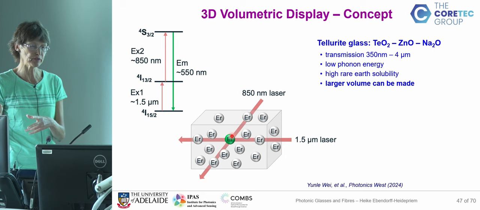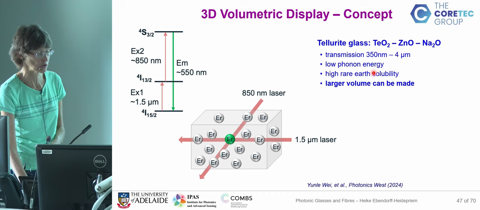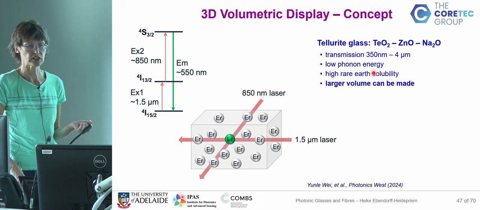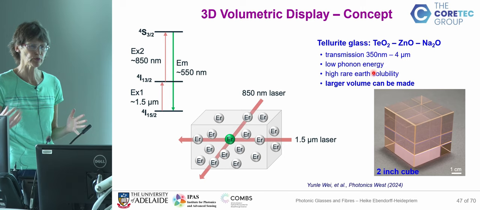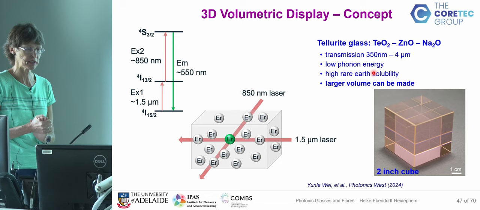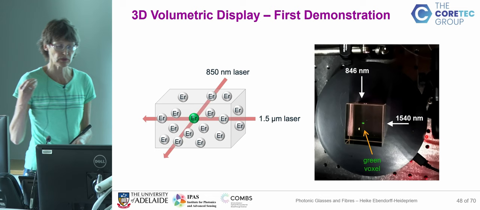People worked beforehand on ZBLAN glass, which has similar properties in terms of transmission, phonon energy, and high rare earth solubility. But ZBLAN has a low crystallization stability. In other words, it crystallizes easily, which prevents making large volumes of glass. However, with telluride, it's possible, as shown as a proof of concept for this 2-inch cube, which would be hard if not impossible to make in ZBLAN glass, because there would be crystals formed in the center, because the center cools down slower.